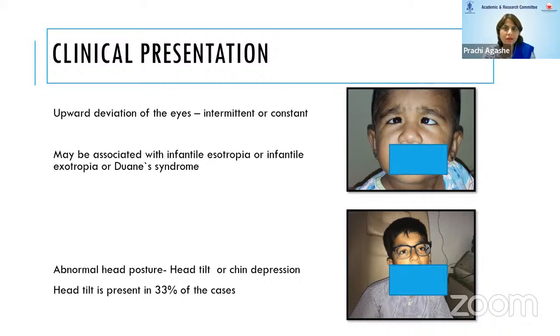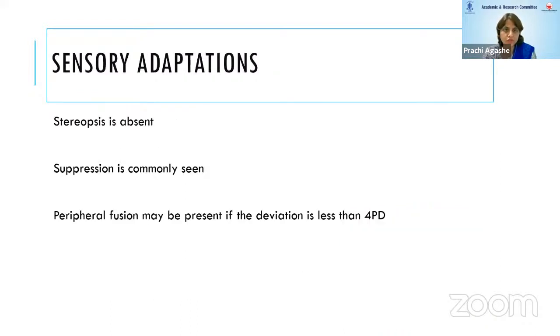The head tilt can be to the side of the DVD or a contralateral head tilt, in an attempt to decrease the motor component of the DVD. Occasionally, the patient may try to achieve some fusion through the head posture. The sensory adaptations are very poor. Stereopsis is typically absent. Suppression is very commonly seen. Peripheral fusion may be present if the deviation is less than 4 prism diopters and is something that is aimed at in the management.